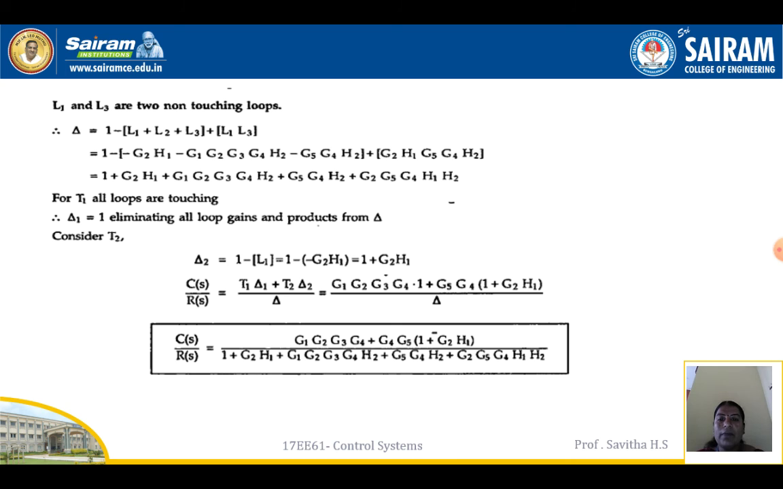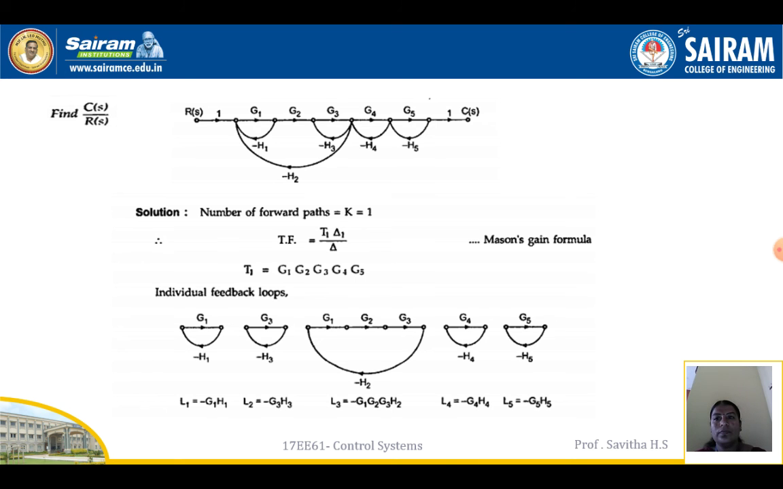So substituting in the Mason's gain formula and simplifying, C of S by R of S is G1 G2 G3 G4 plus G4 G5 (1 plus G2 H1) divided by 1 plus G2 H1 plus G1 G2 G3 G4 H2 plus G5 G4 H2 plus G4 G5 G4 H1 H2.